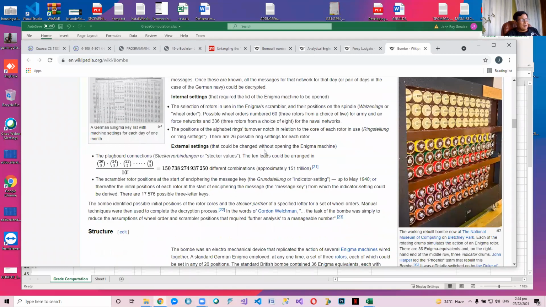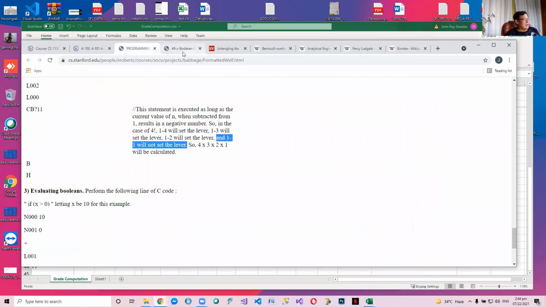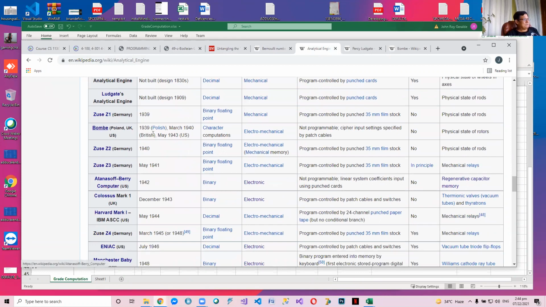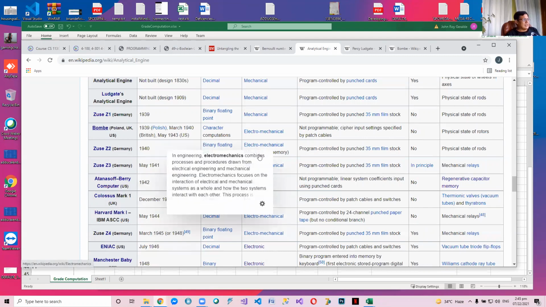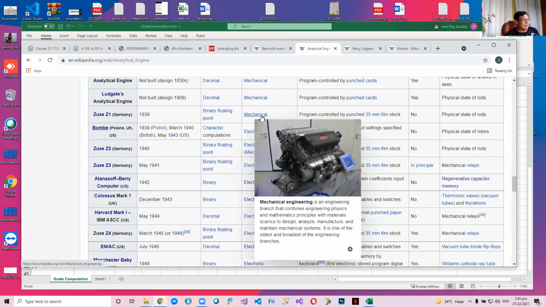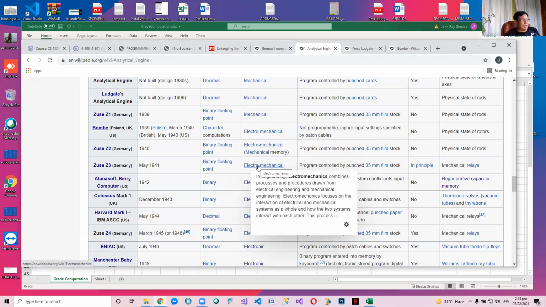But the bomb, which is a descendant of the analytical engine, was invented during 1949 and went over to the British during the 1940s and was eventually captured by the US in 1943, which became the basis of their invention of another computer later. Zuse Z2, binary floating point, also invented by Conrad Zuse. This time, this is electromechanical, including its memory. They follow? Mechanical kasi yung Z1. Okay, and then Z3 is electromechanical.